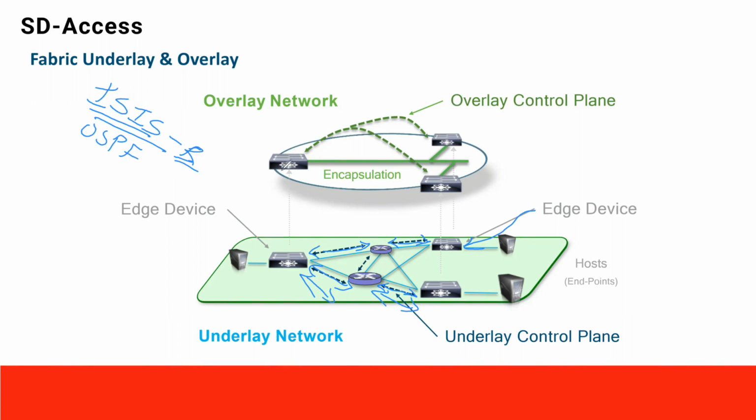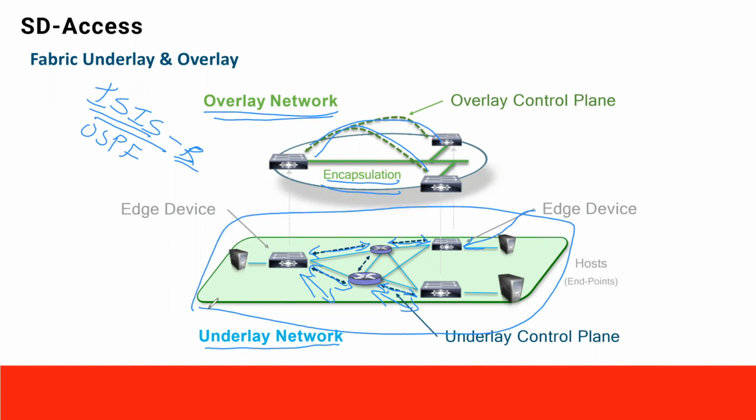And on top of that, an overlay network is built, and using encapsulation, the data transfer happens. This is the underlay, like your original network, you can say the connectivity part, and this is the overlay where the traffic actually flows.